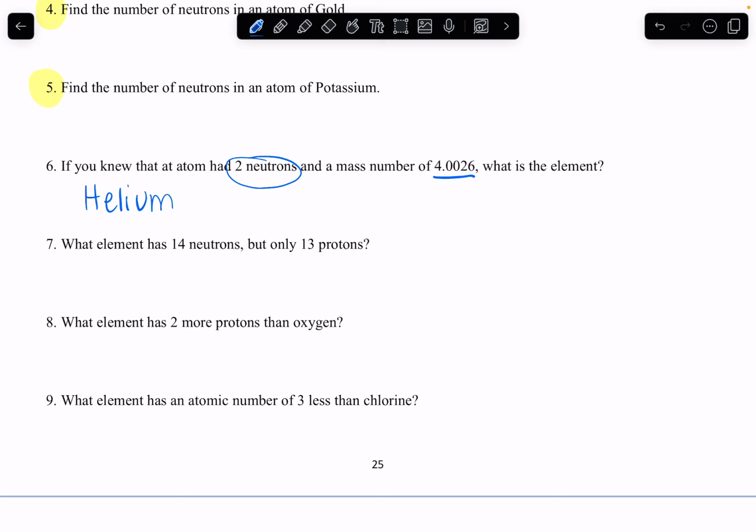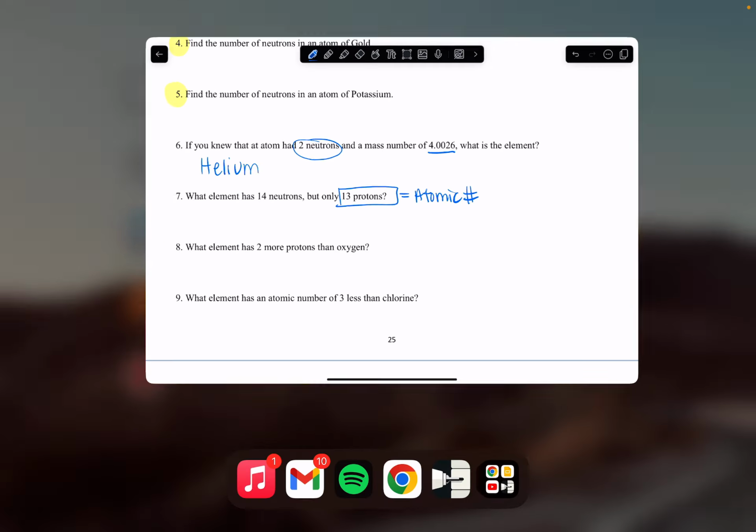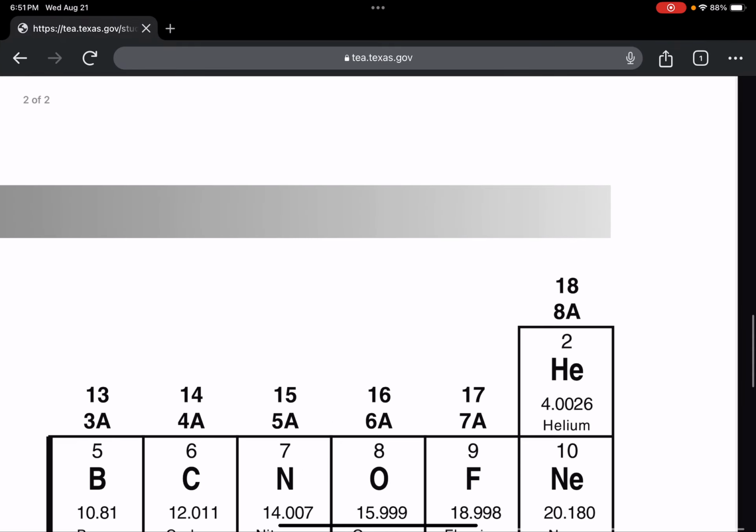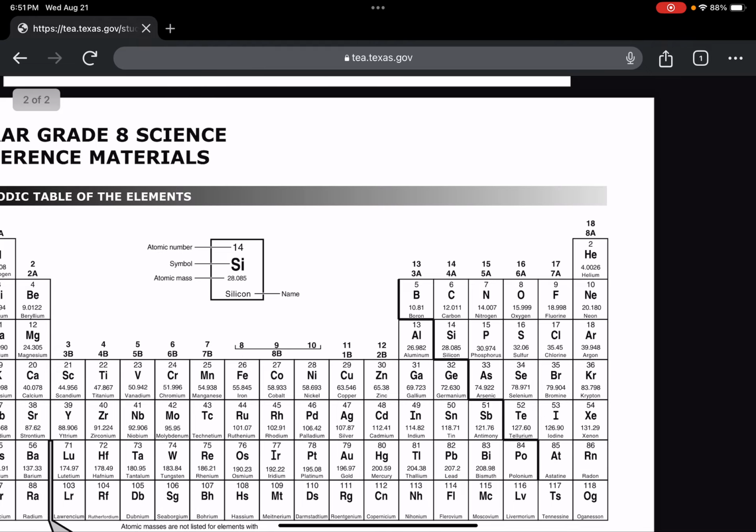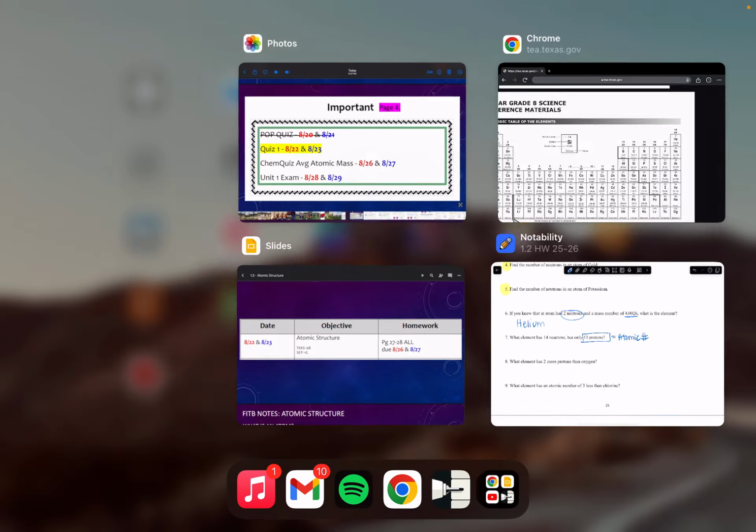So number 7, it says what element has 14 neutrons but only 13 protons? Okay, the number of protons is equal to your atomic number. Remember, that's like your social security number. It's your identity. So we're going to find who has 13 protons and not even worry about that other number. Okay, 13 is aluminum.